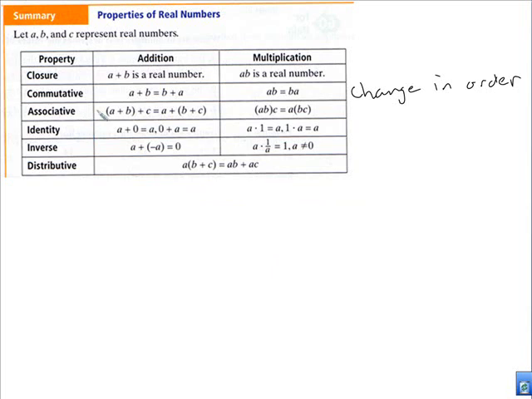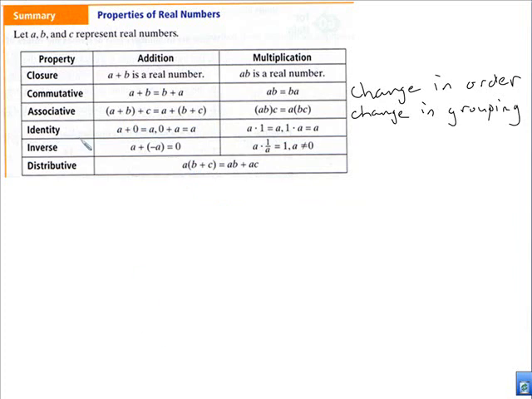For the associative property, there's a change in grouping, meaning what's inside the parentheses, what's being grouped, changes. On the left side here, we're adding A plus B first, but on the right side, we're adding B plus C first. Over here, we're multiplying A and B first. On the right side, we're multiplying B and C first. So there's a change in grouping. But just be careful: just because you see parentheses doesn't mean it's the associative property. You have to make sure there's a change in the grouping, what's inside the parentheses changes.